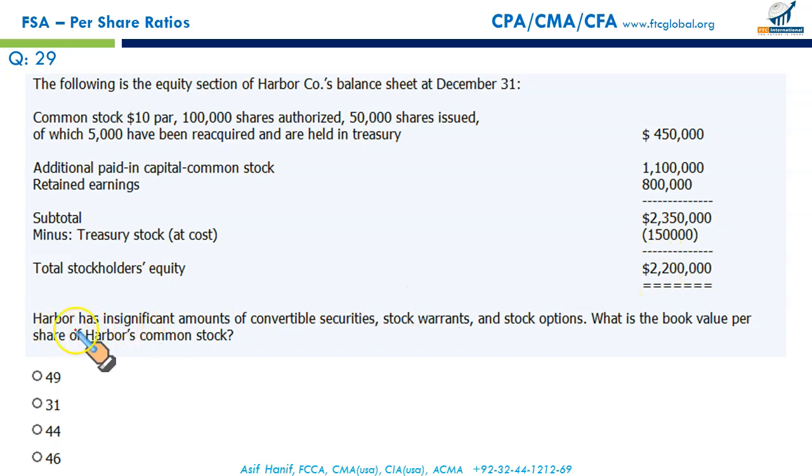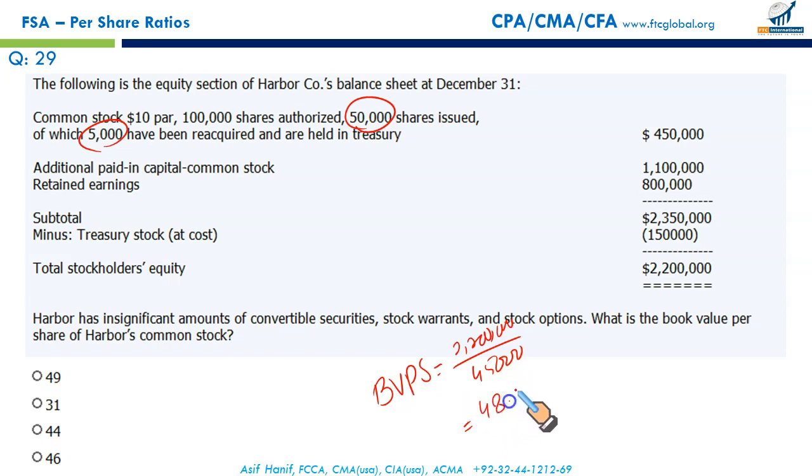We have to calculate, it says Harbor has insignificant amounts of convertible securities, stock warrants and stock options. What is the book value per share of Harbor common stock? So we don't have to calculate diluted earning per share or the basic earning, just the book value per share, which is equal to your equity, 2.2 million. And please note, there are 50,000 shares issued, but 5,000 are in treasury. So you will write the net figure, 45,000, which are outstanding. So 2.2 million upon 45,000 will give you the book value per share, 48.8888, and so on till infinity.